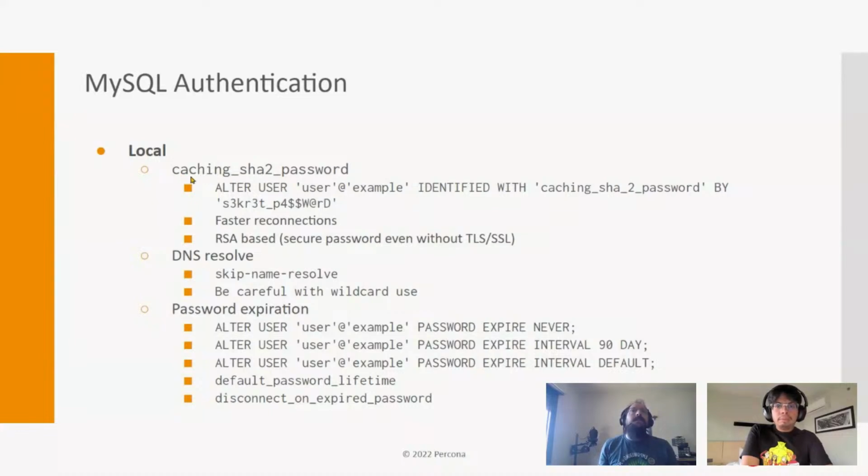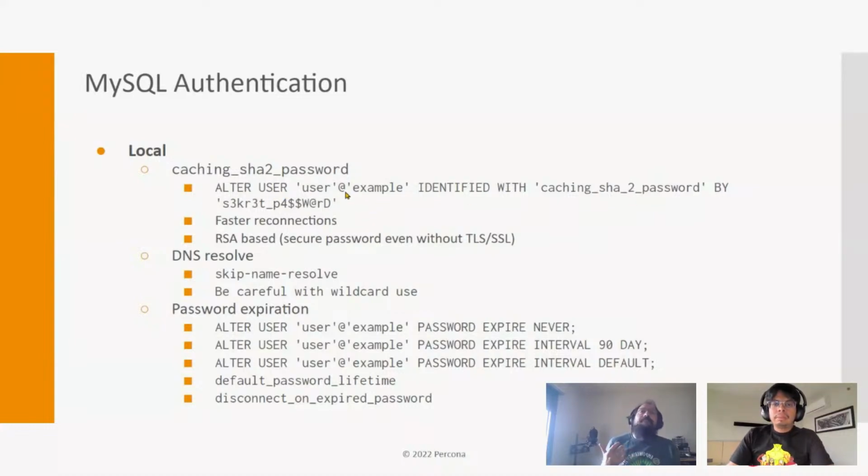Caching, because it keeps a cache of established connections, so you can get faster reconnections. And SHA-2 refers to the hashing algorithms. The original algorithm was SHA-256, and right now it's still SHA-256, but SHA-2 is a whole family of algorithms, so that's why the name. And basically, if you want to make sure a user is using caching_sha2_password, this is the ALTER statement you want to use.